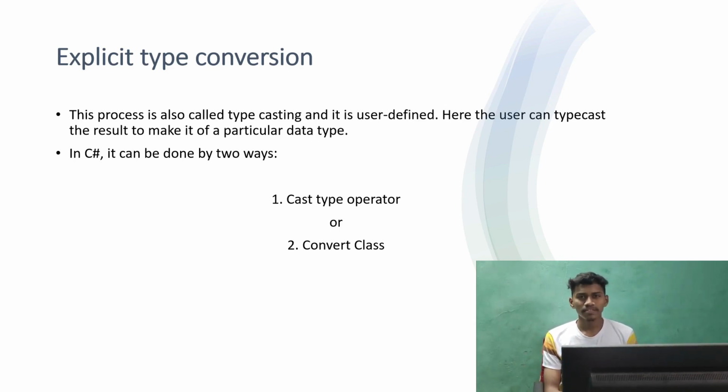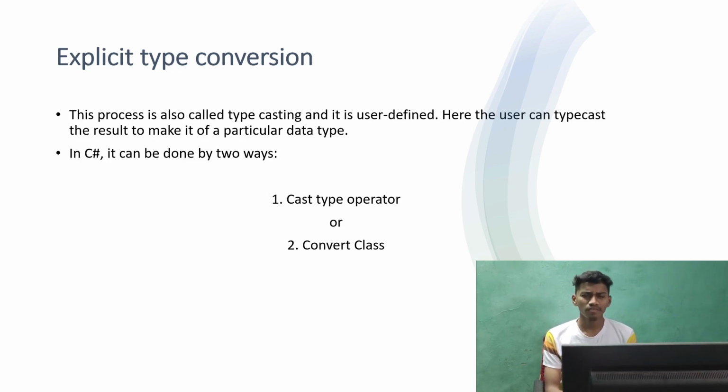So what is explicit type conversion? This process is also called typecasting and it is user defined. Here, the user can typecast the result to make it of a particular data type. In C#, it can be done in two ways. For explicit conversion, we can use the cast type operator or the Convert class in C#.